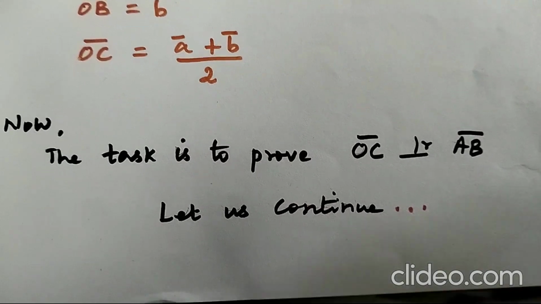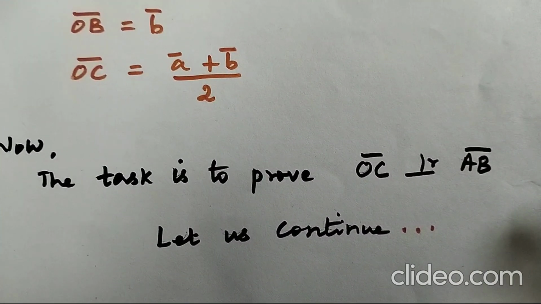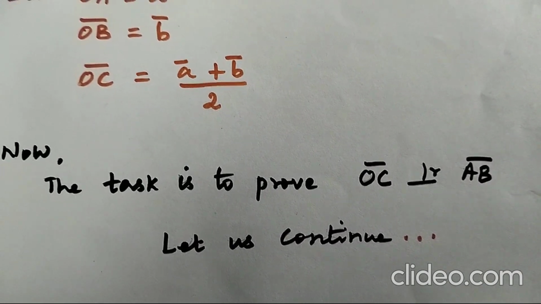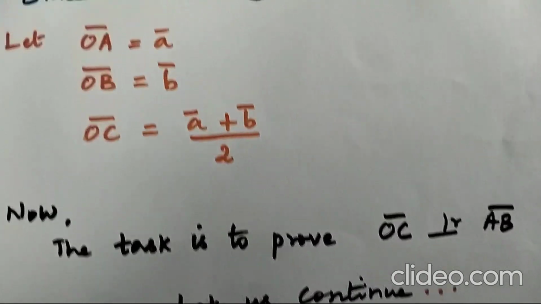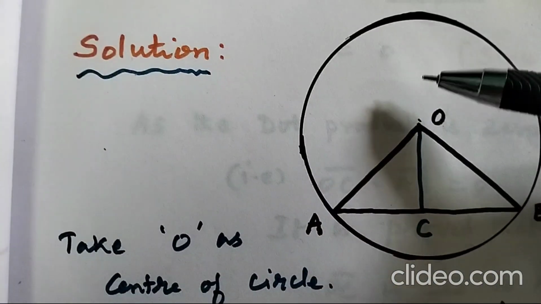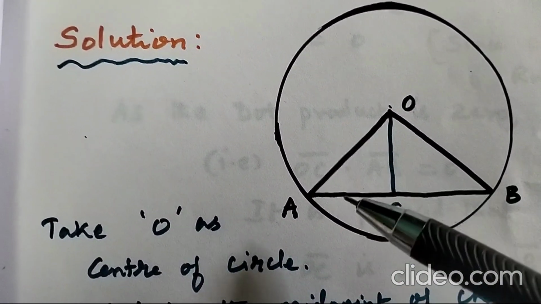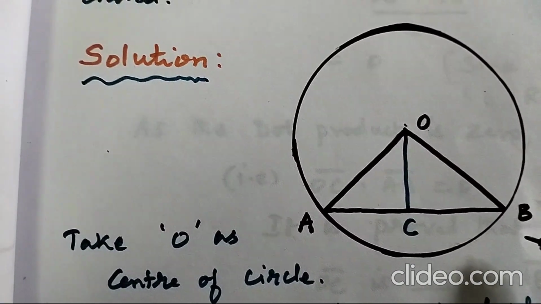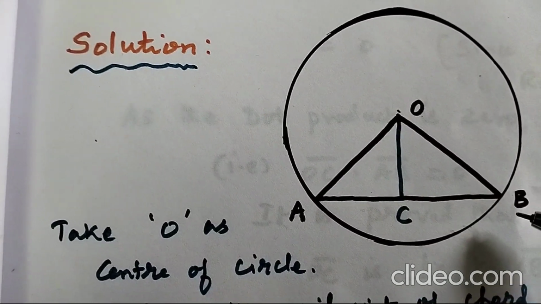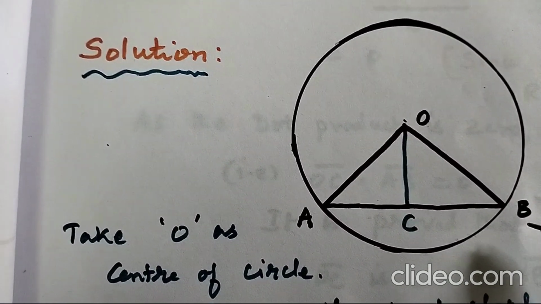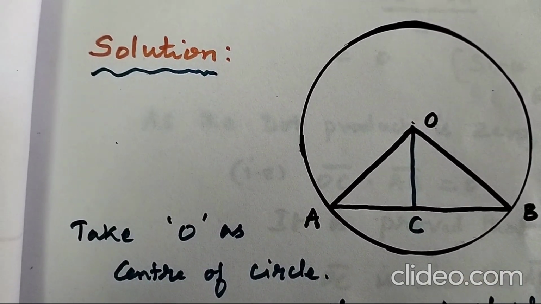Now the task is to prove that OC is perpendicular to AB. So how are we going to prove this? Let us see the diagram again. This vertical line OC is perpendicular to the given chord AB. This is what our objective is. We are going to utilize the basics of vector algebra in order to prove this. That's why this comes under the chapter Applications of Vector Algebra.